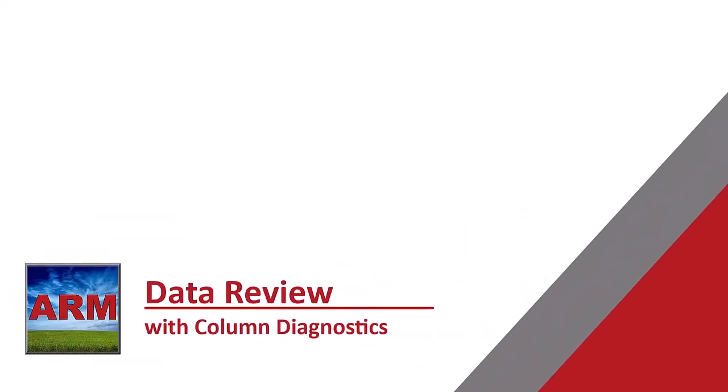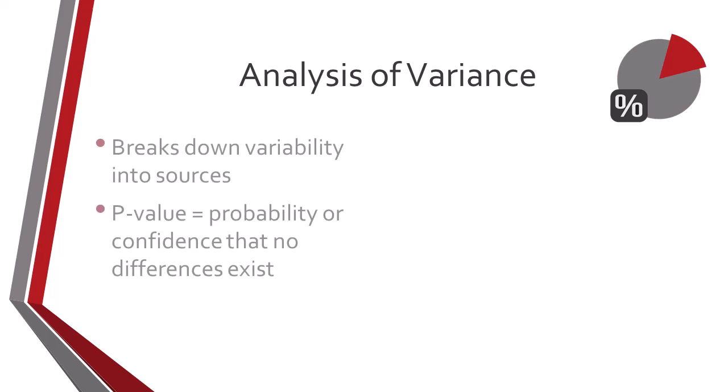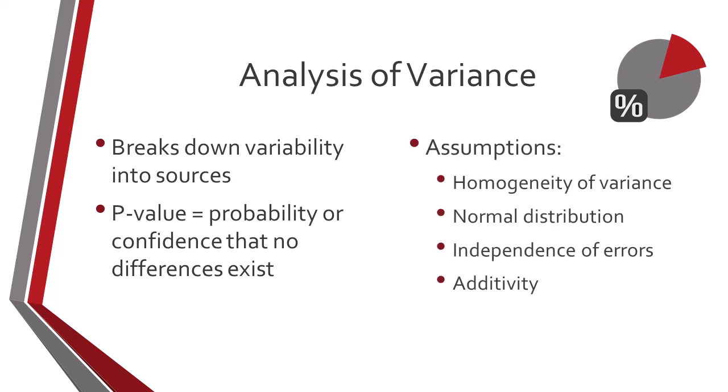Data review is the process of preparing assessment data to be analyzed and reported. In this video, we demonstrate the basics of this process in ARM. Analysis of variance, or AOV, is commonly used for analysis, so our focus for data review is on AOV. Specifically, to address whether the data fit the assumptions of this analysis.